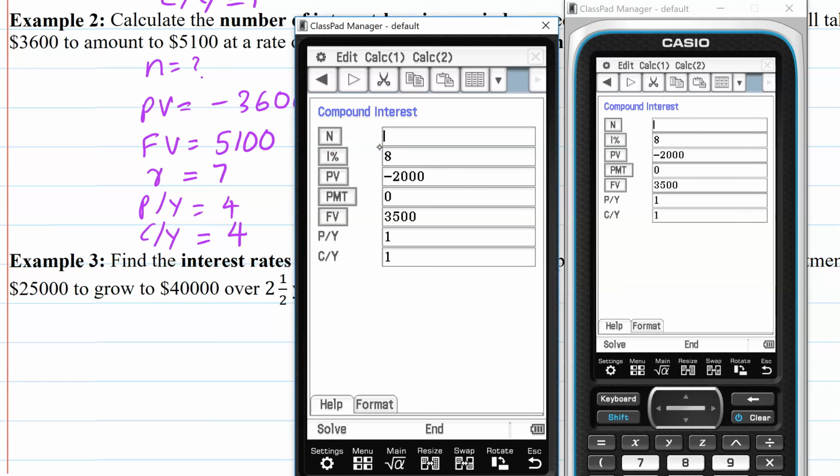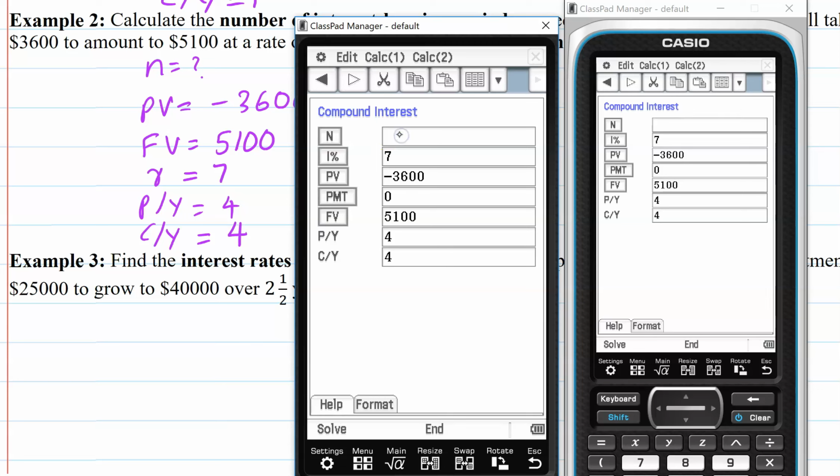I'm going to delete that. The interest rate is 7. I'm going to replace that with negative 3,600, my present value. No payments, only payment is 5,100. That is the value it goes up to. 4 payments, interest compounded quarterly 4 times.